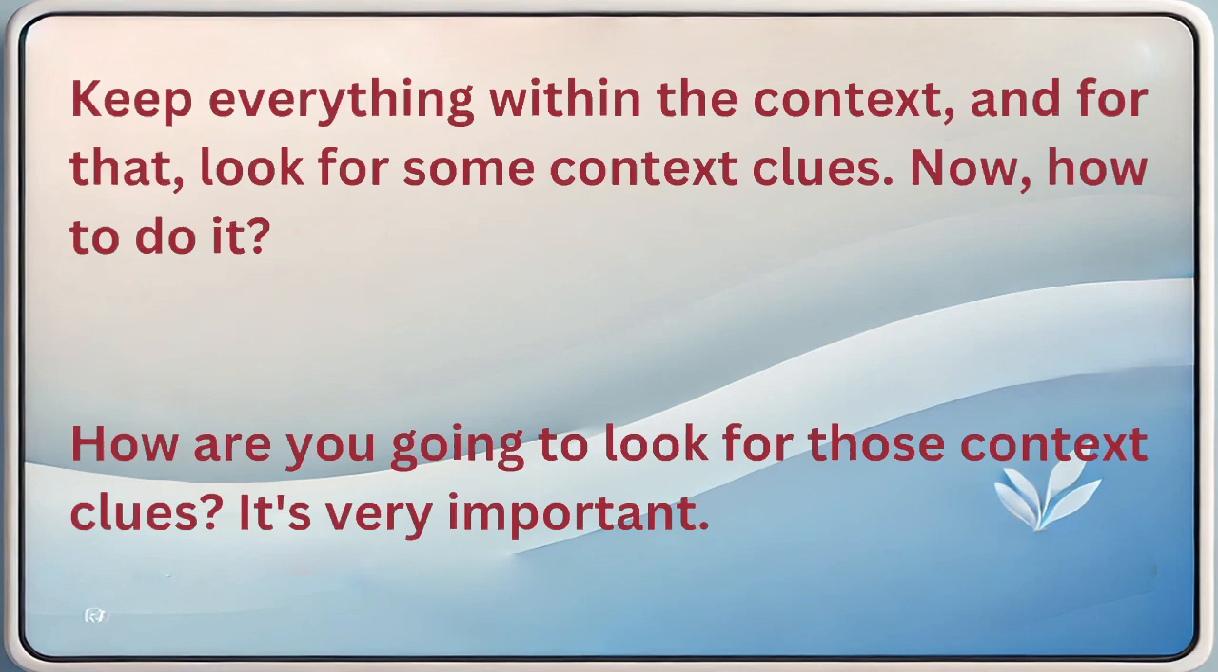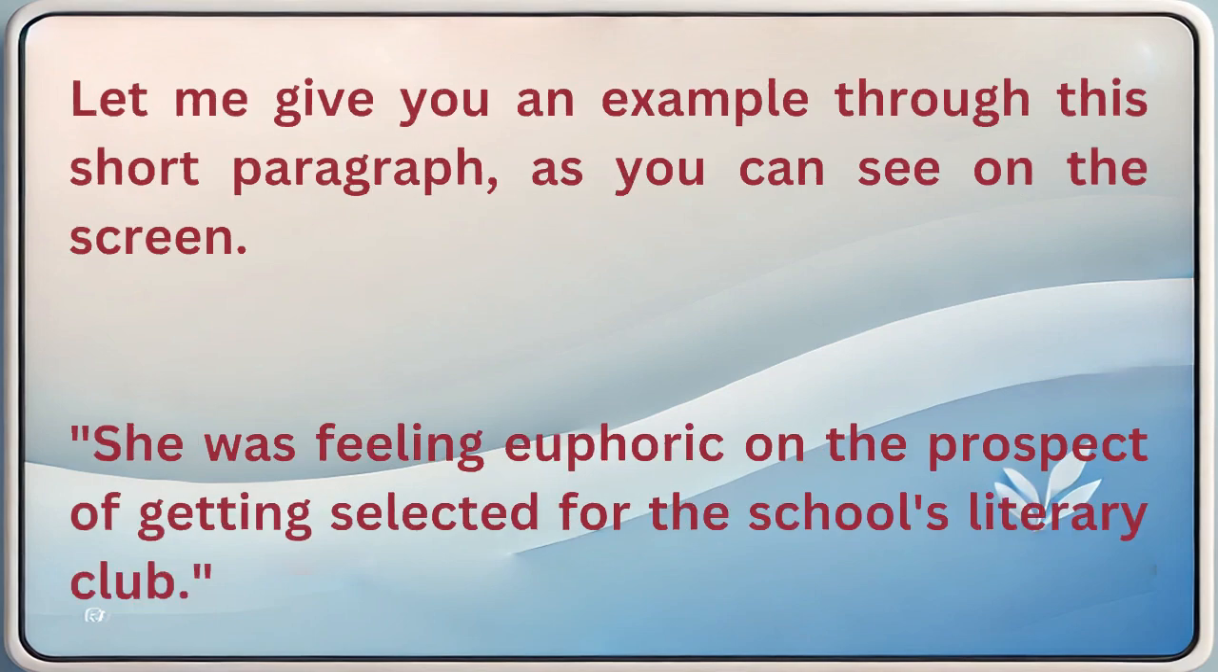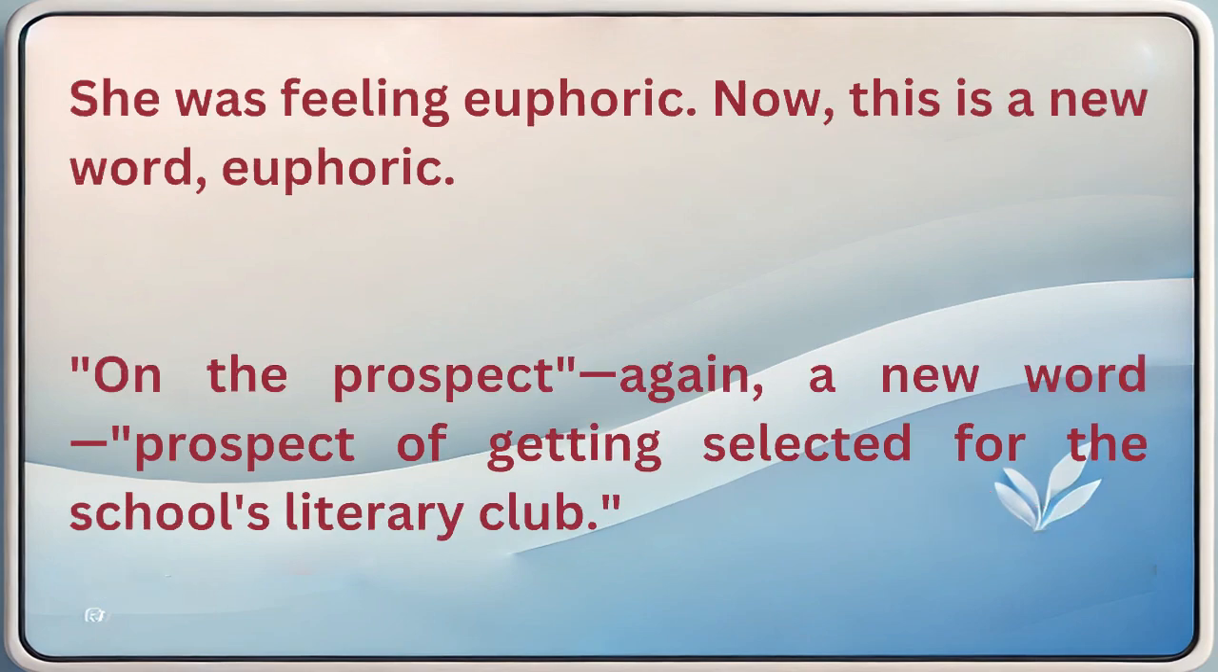Now, how to do it? How are you going to look for those context clues? It's very important. Let me give you an example through this short paragraph, as you can see on the screen. She was feeling euphoric on the prospect of getting selected for the school's literary club. She was feeling euphoric. Now, this is a new word, euphoric. On the prospect, again, a new word, prospect of getting selected for the school's literary club.